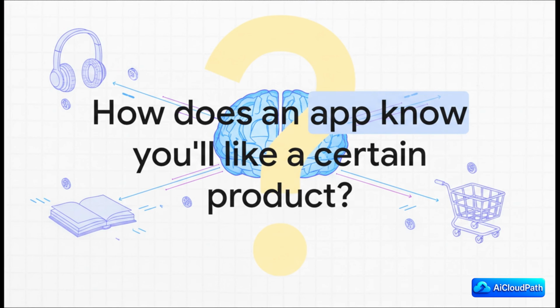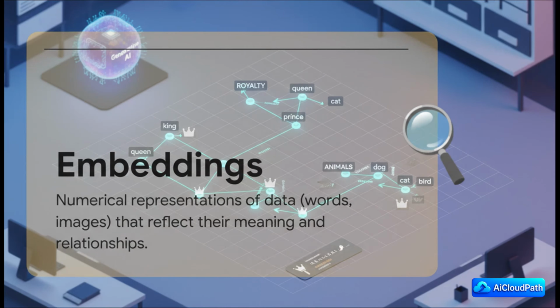Let me ask you something. Have you ever been scrolling on a shopping site and it just seems to know you? It suggests a product that's so perfect, it's almost spooky. Well, I promise you, it's not magic. It's actually a core AI concept in action. The secret ingredient is something called embeddings.